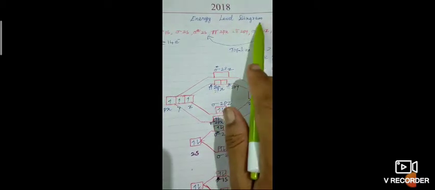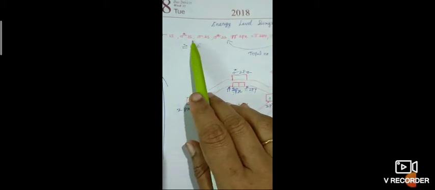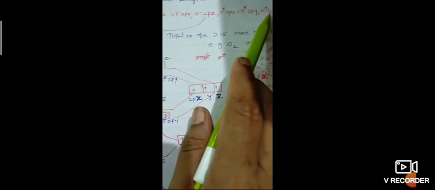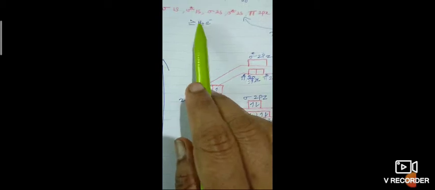Next, let us see the energy level diagram and how to draw it. We know the order: sigma 1s, sigma star 1s, sigma 2s, sigma star 2s, pi 2px, pi 2py, sigma 2pz, pi star 2p. This is for less than 14 electrons. If it has more than 14, that means 15 to 20 electrons, the only change occurs after sigma star 2s: sigma 2pz will come. Next pi 2px, pi 2py, pi star 2px, pi star 2py, sigma star 2pz. It goes in such a way, so that is for 15, 16, 17, 18, 20.